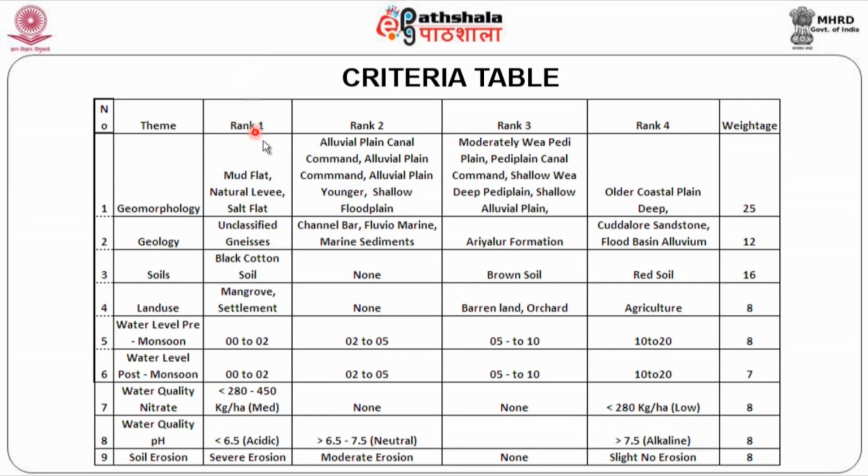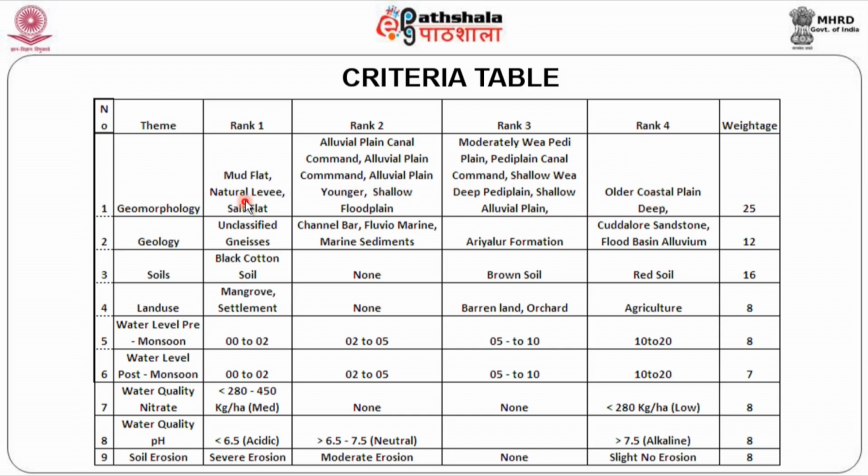The criteria table consists of two things: one is ranking, the other is weightages. What exactly do you mean by ranking? What exactly do you mean by weightage? Just try to understand what I am trying to say now; don't worry about the contents of it. Ranking is given to various classes within a theme. This particular theme, geomorphology, has this number of classes, each one may be one line or two lines. Knowledge about that particular discipline will help you decide which of them falls in which rank.